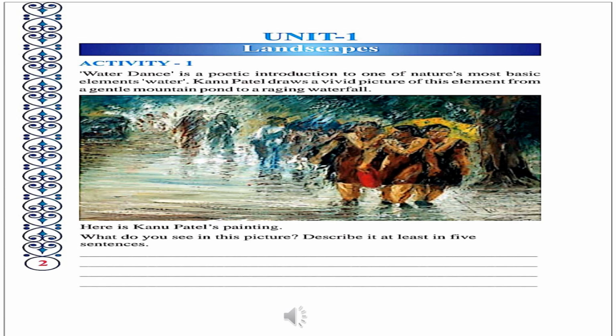Landscape is an artistic form which means a picture or a painting of a particular land area. Here on the screen is given a picture drawn by the famous Gujarat artist Kanu Patel. And we are starting from activity 1.